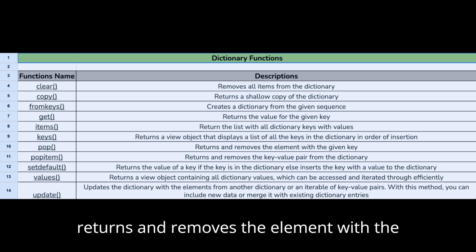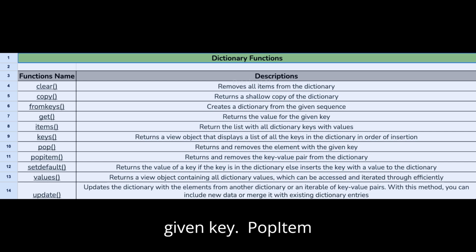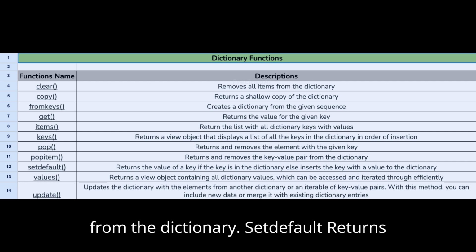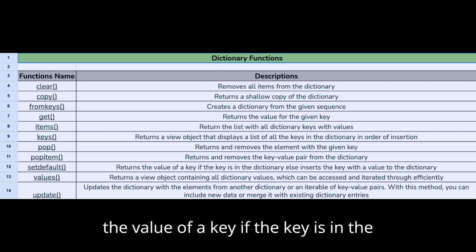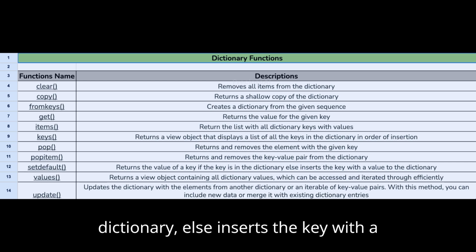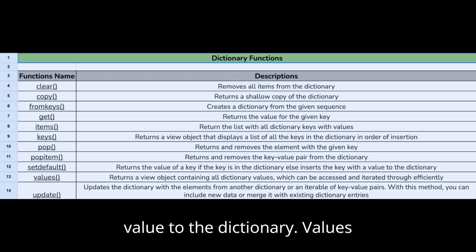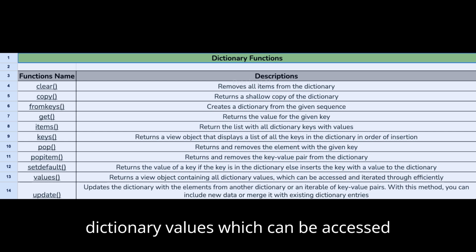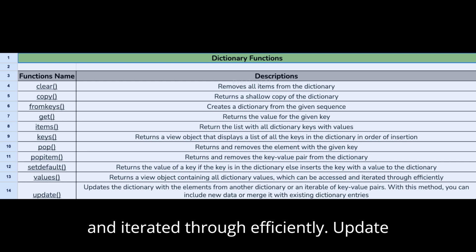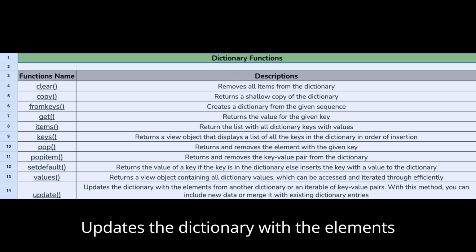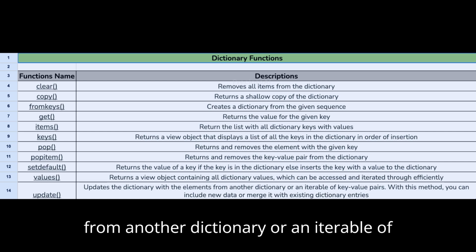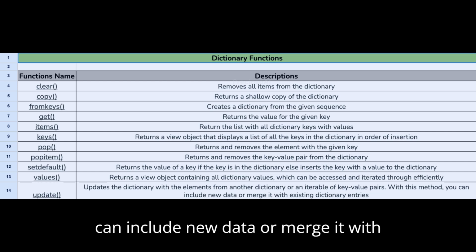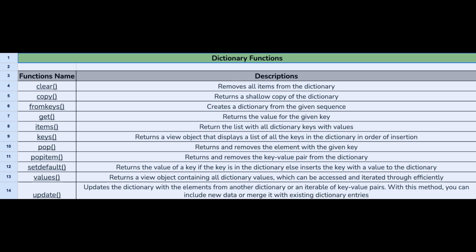Pop: returns and removes the element with the given key. Pop item: returns and removes the key value pair from the dictionary. Set default: returns the value of a key if the key is in the dictionary, else inserts the key with a value to the dictionary. Values: returns a view object containing all dictionary values, which can be accessed and iterated through efficiently. Update: updates the dictionary with the elements from another dictionary, or an iterable of key value pairs. With this method, you can include new data or merge it with existing dictionary entries.